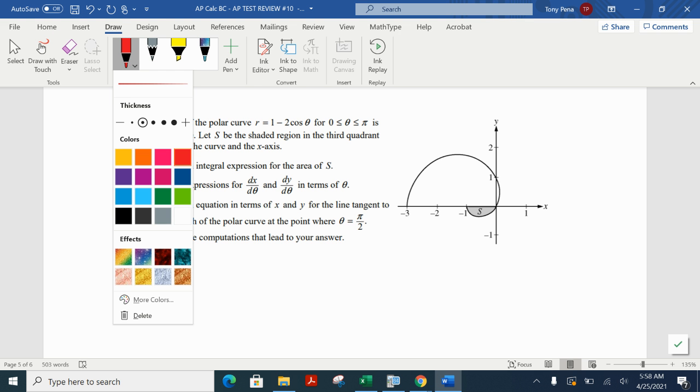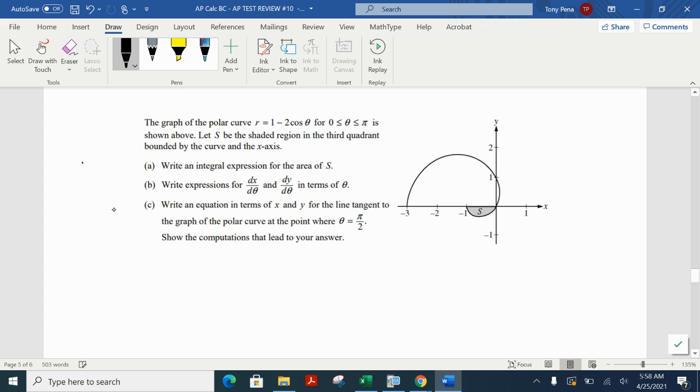It's a question from a few years ago. Like I've mentioned before, when they've given you these graphs and ask you to work with them, they've always given the graph, so just further evidence of that. The graph of the polar curve, and then they give you this, and they're telling you that's on the interval 0 to pi, as shown above. Let S be the shaded region in the third quadrant, bounded by the curve and the x-axis.